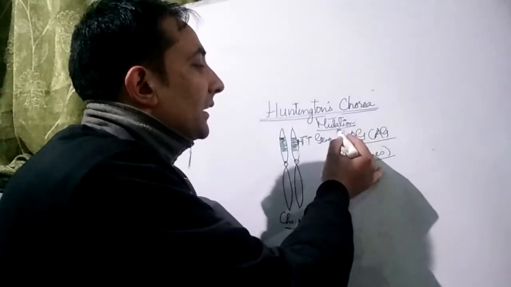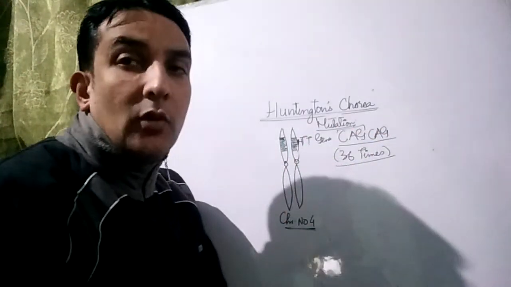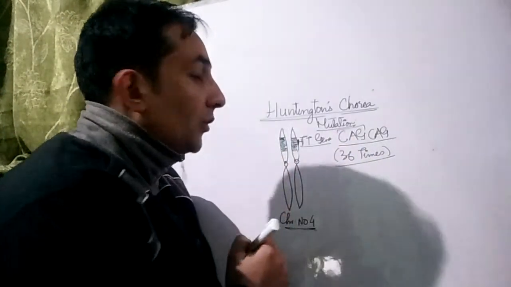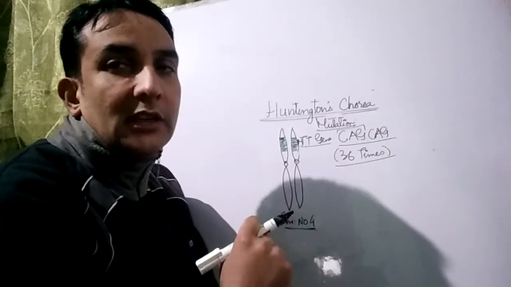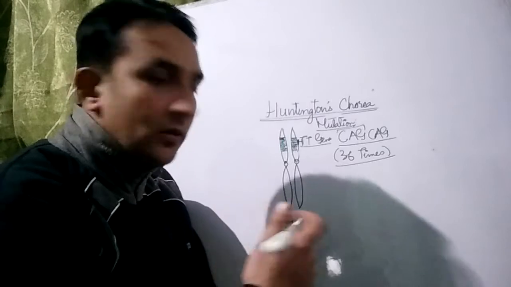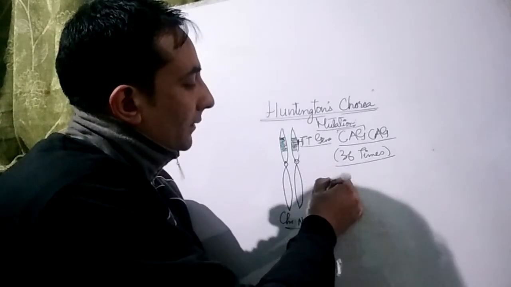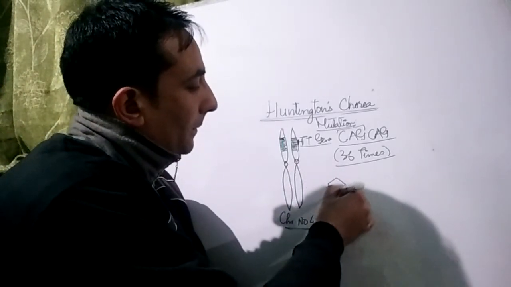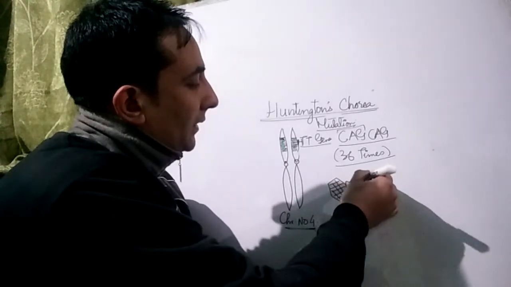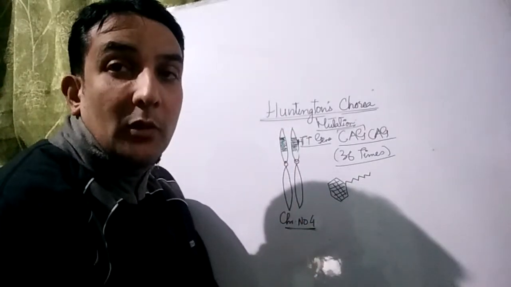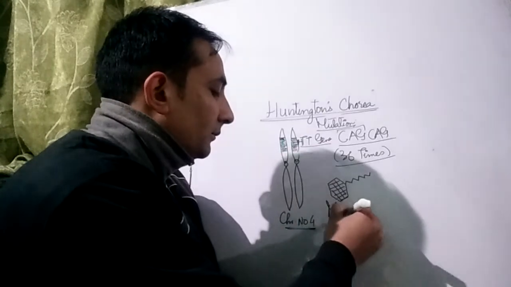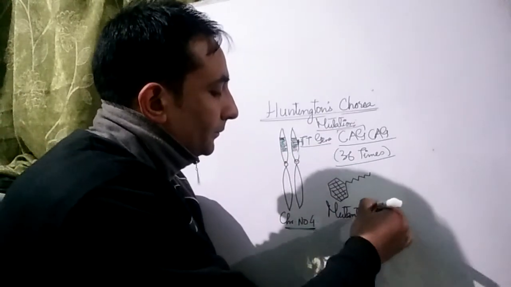You already see that this CAG codon codes for glutamine. Once the gene undergoes mutation, it will not form the normal Huntington protein, it will form an abnormal Huntington protein which we call the mutant Huntington protein. So again I will draw the protein, but it is a mutant protein. What is the difference between the normal Huntington protein and the mutant Huntington protein?